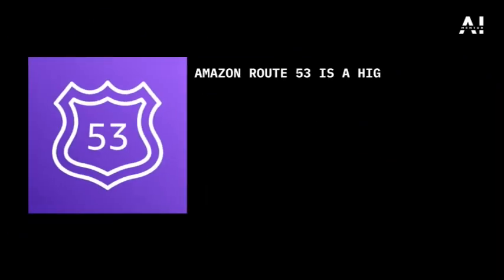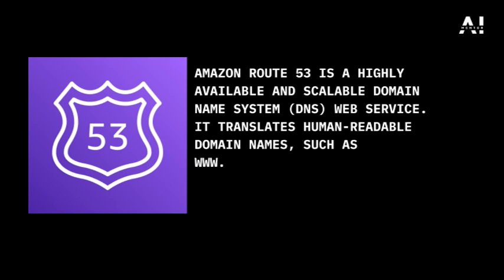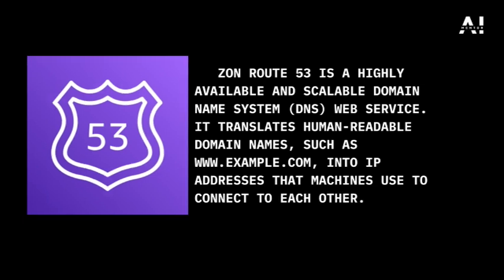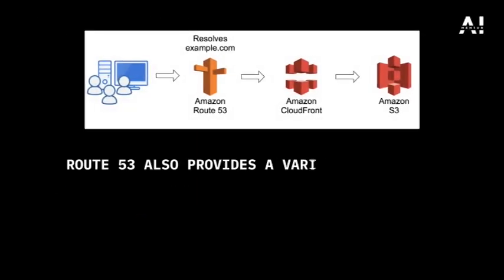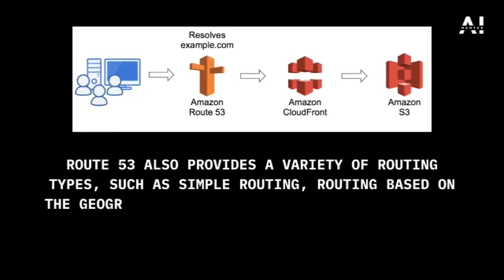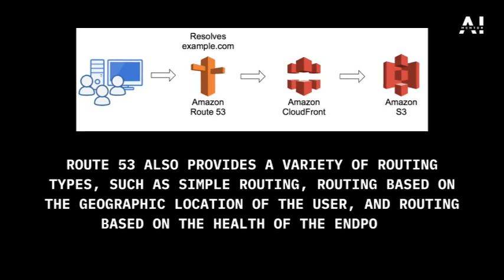Amazon Route 53 is a highly available and scalable domain name system, DNS, web service. It translates human-readable domain names, such as www.example.com, into IP addresses that machines use to connect to each other. Route 53 also provides a variety of routing types, such as simple routing, routing based on the geographic location of the user, and routing based on the health of the endpoint.